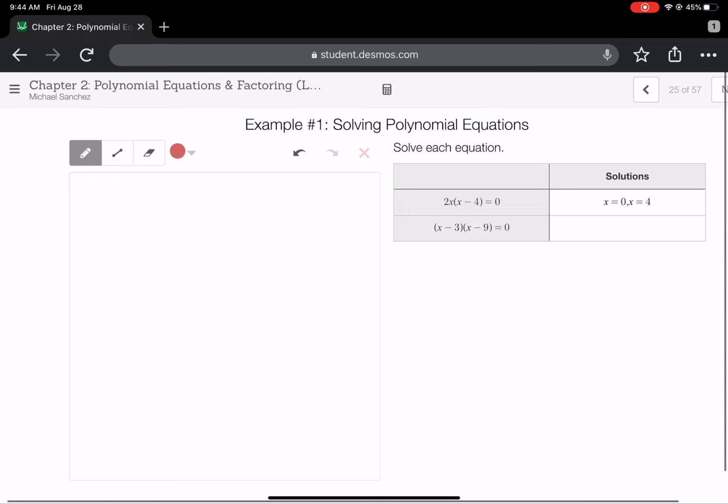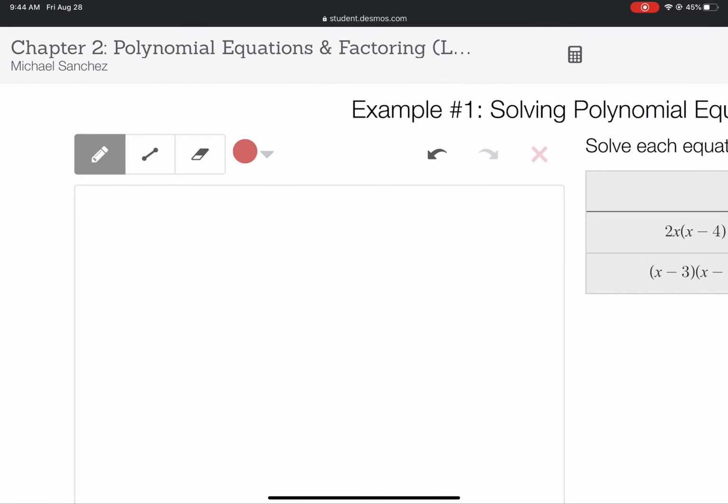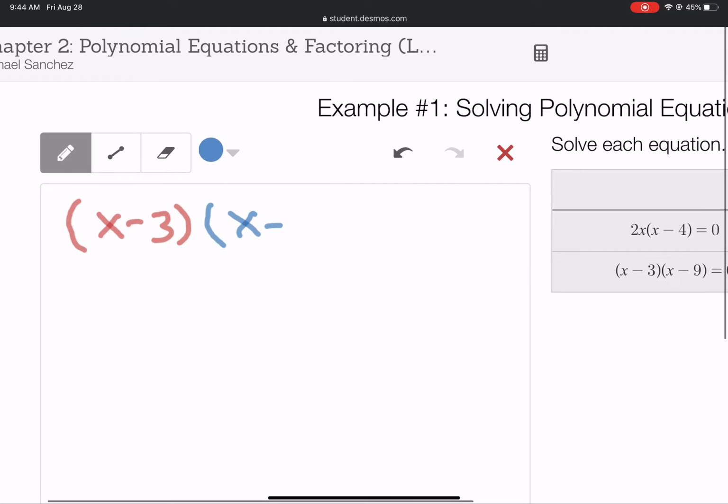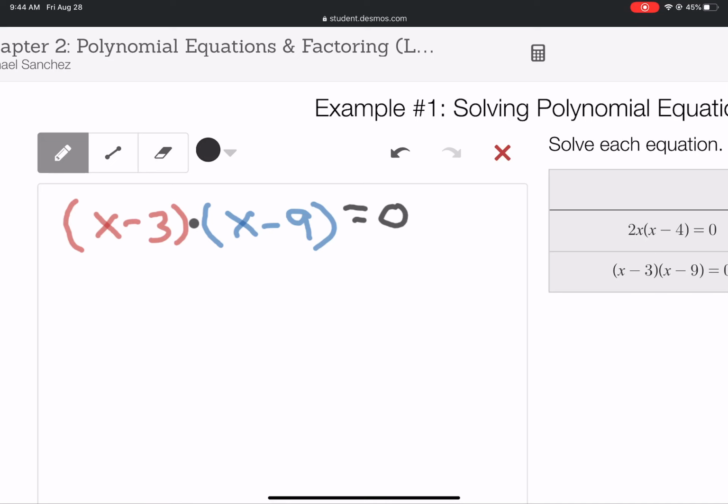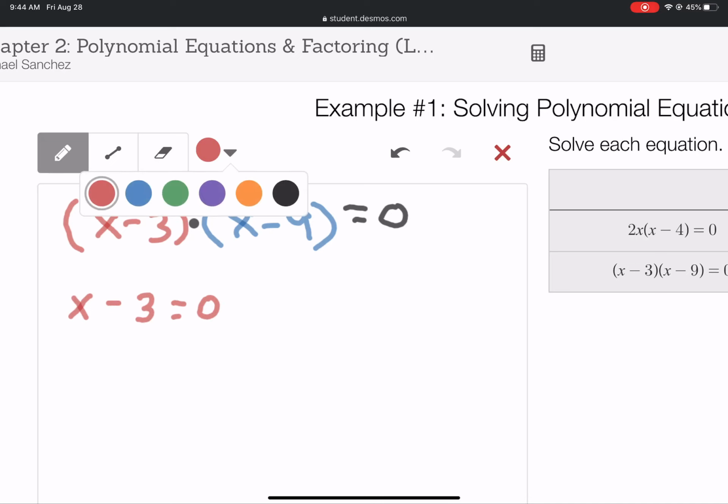So this is what we have in our second problem. I have x minus 3 times x minus 9 is equal to 0. So again, we have two things that I'm multiplying that are going to be equal to 0. Some number red times some number blue is going to give me 0. The only way that works is if the zero product property is working. So I need x minus 3 to be equal to 0. So that could be one of the possibilities.